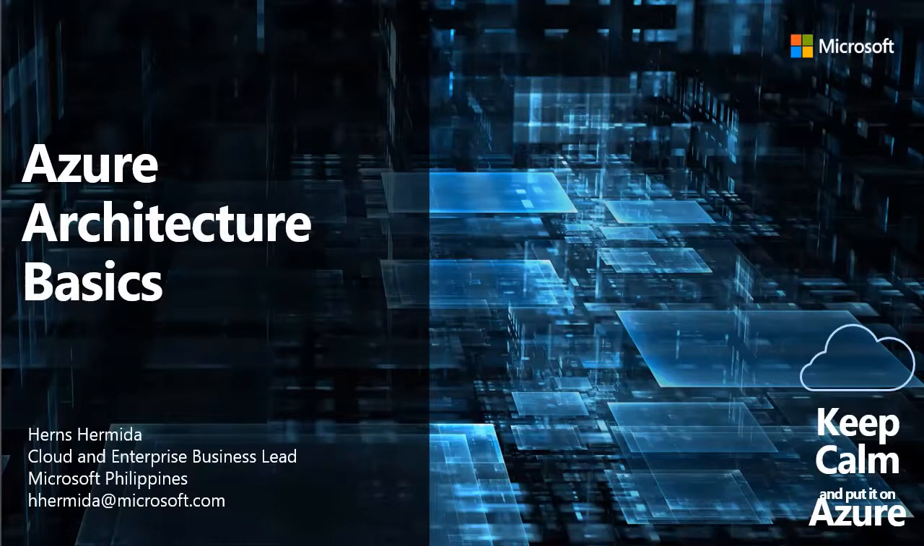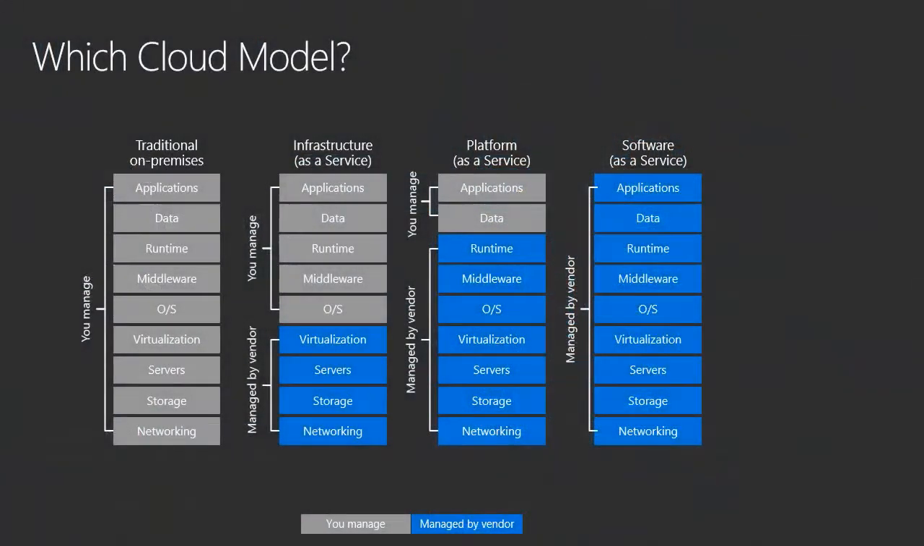So today's title is Azure Architecture Basics. Whenever you go to deploy applications on the cloud, we have to make a decision on which cloud model you want to choose. Probably as most of you would know, there are three models. You have infrastructure as a service, where Microsoft manages and provides everything up to the virtualization and operating system layer. But you then provide the operating system, the middleware, the data, the runtime, and applications to run on top of the virtual machines that we provide you.